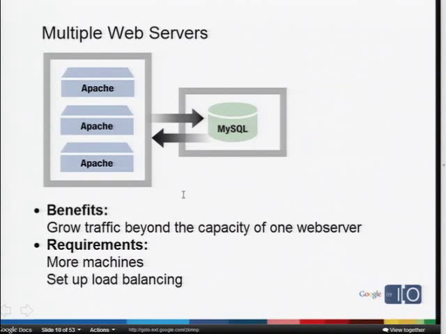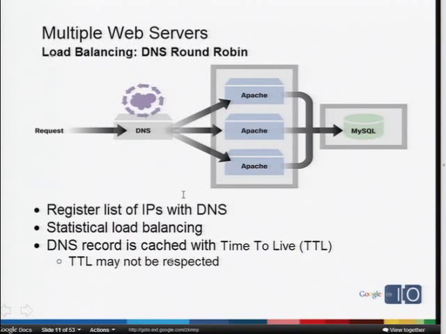So the next step, which you'll probably run into because you have exceeded the amount of traffic that one web server can handle, is that you'll take your web server and split it onto multiple machines. This allows you to serve more traffic than one machine is able to. Obviously, you have to do a little more. You have to get some more machines, but additionally, you have to set up load balancing because you have to get the requests to different application or different web servers.